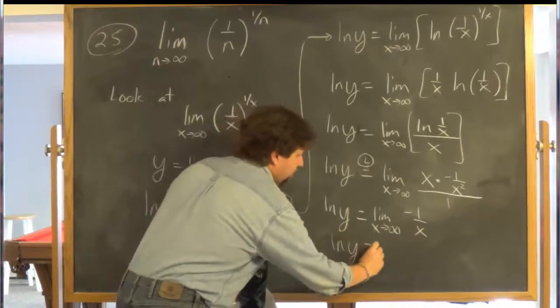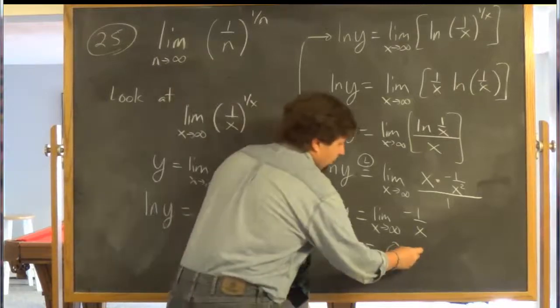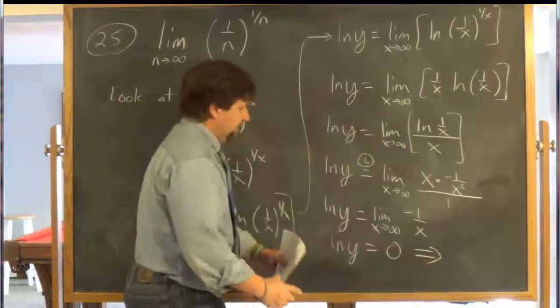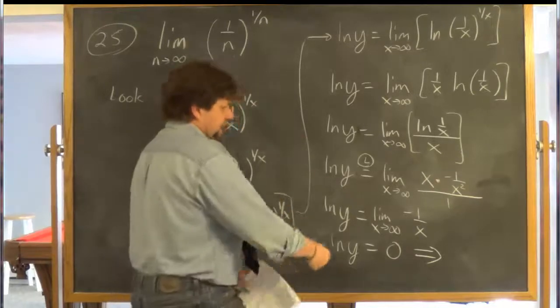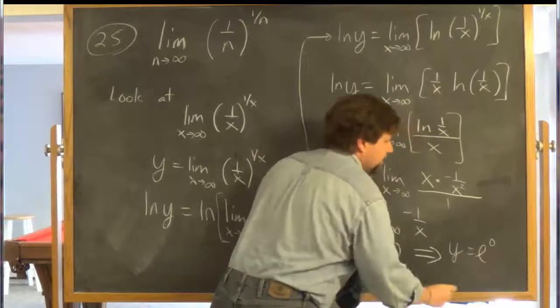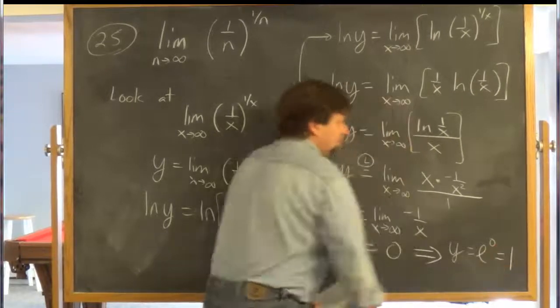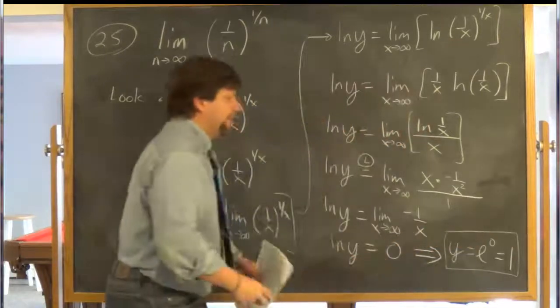The natural log of y is equal to 0. That tells us, we have a natural log equation, going back to exponential form, it tells us y equals e to the 0. E to the 0 is 1. So y is equal to 1.